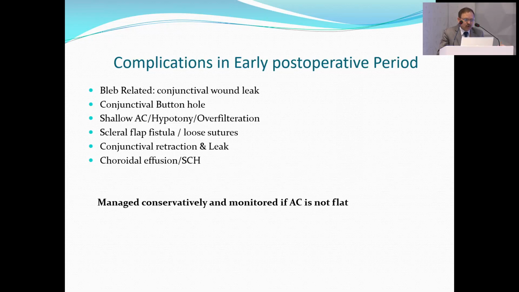A shallow anterior chamber with hypotony and overfiltration is also seen in early post-trab. Then if the flap is good but pressure is low, suspect a scleral flap fistula or loose sutures. Sometimes we may find conjunctival retraction with leak, and in severe cases choroidal effusion or even suprachoroidal hemorrhage. Most of these complications can be managed conservatively, monitoring the anterior chamber if it is not flat.